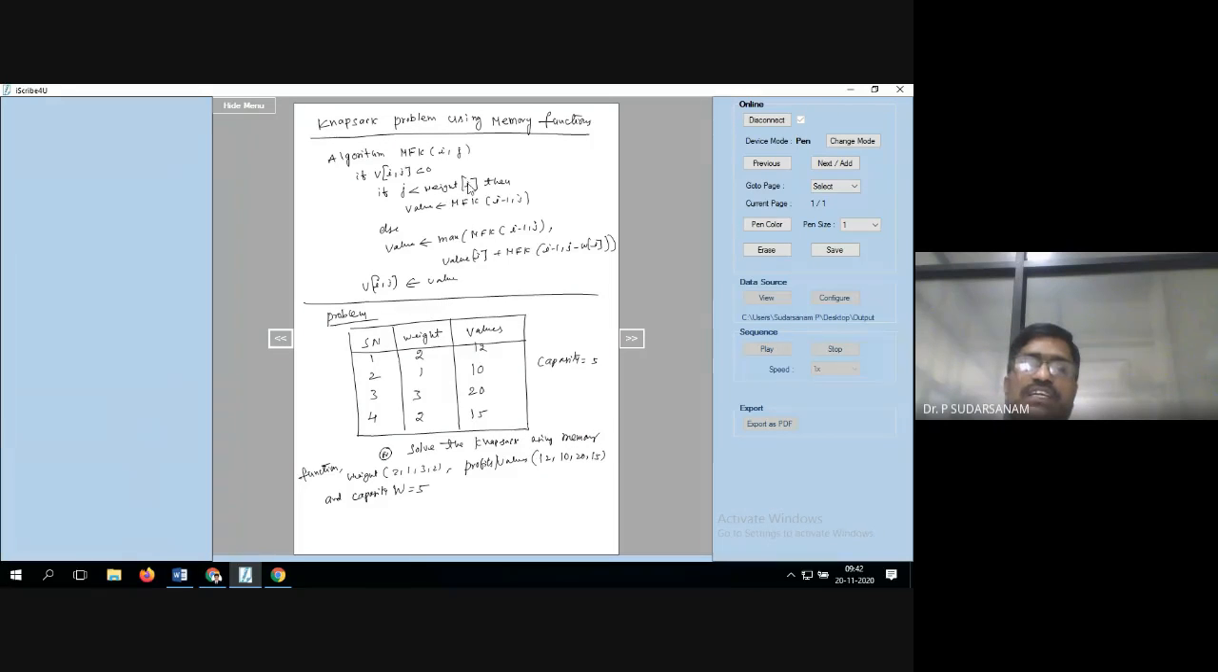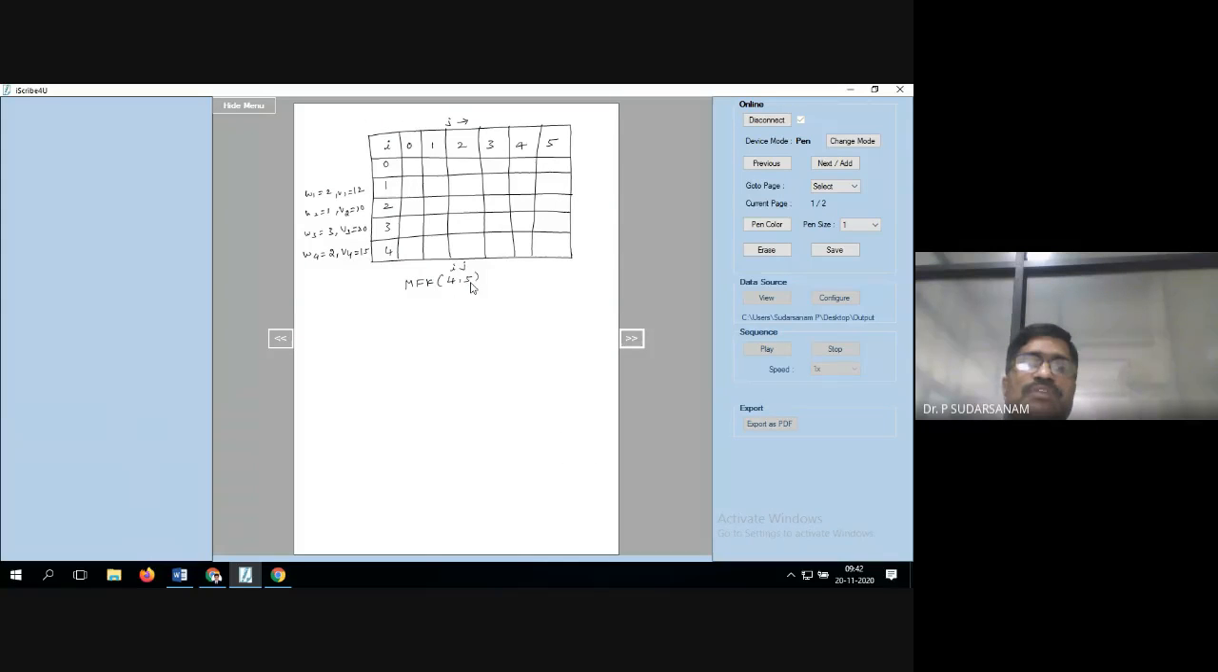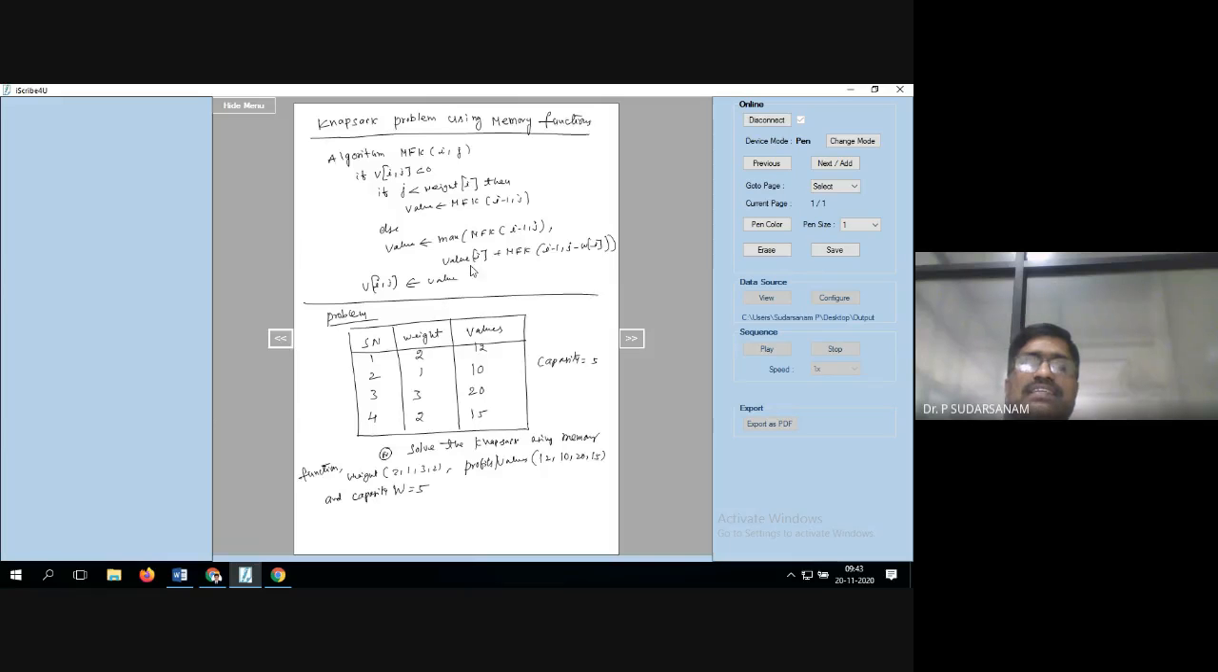less than weight of 5. So weight is nothing but the I, which is 4. So j is nothing but 5. Weight is nothing but 4. So is 5 less than 2? No, it will go to the else condition. Else condition in the sense this is the condition.